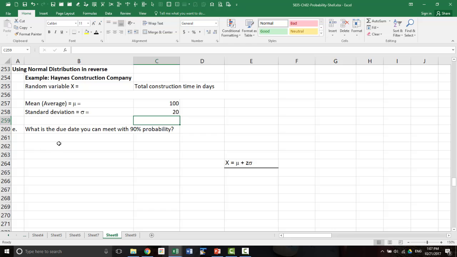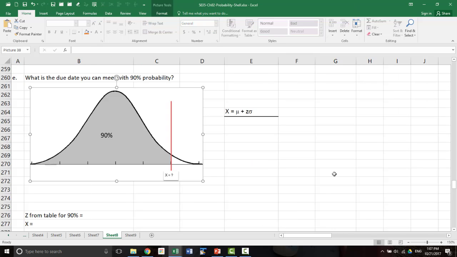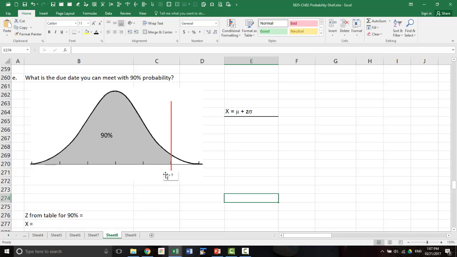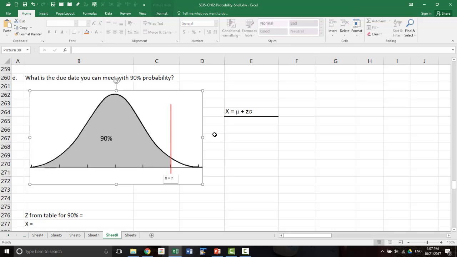So in other words, what is the x value such that the cumulative probability for that x is equal to 90%? We want to know what that x is so that you set the due date there. The probability that you will meet the due date, or finish the construction within that date, is 90%. And the formula for that is x equals mu plus z sigma, where we have to find the corresponding z for that 90%. So for the standard normal distribution, for 90%, what is the z?